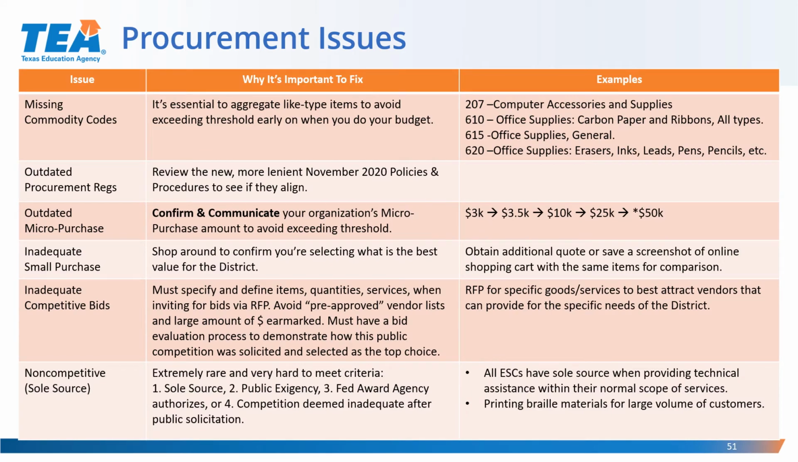Thank you, Lisa. Now we'll talk a little bit about procurement issues. Procurement in general is another area of administering federal grants in which we continue to see non-compliance issues in multiple areas, such as the various procurement methods, policies and procedures, commodity codes, and suspension and debarment.